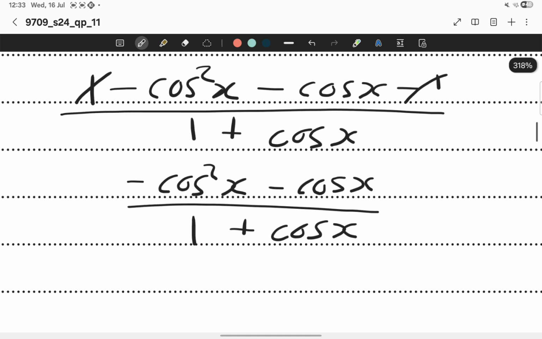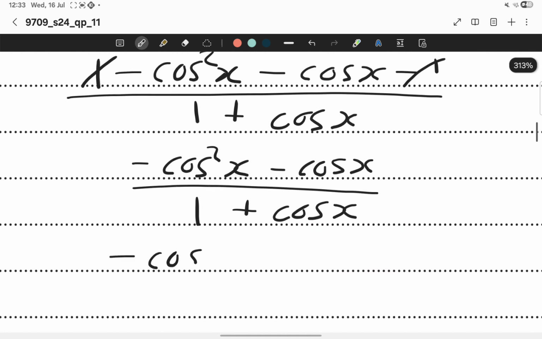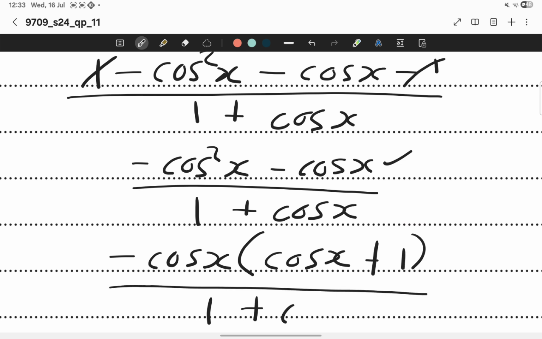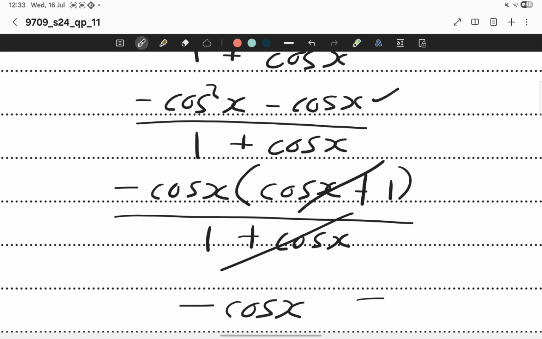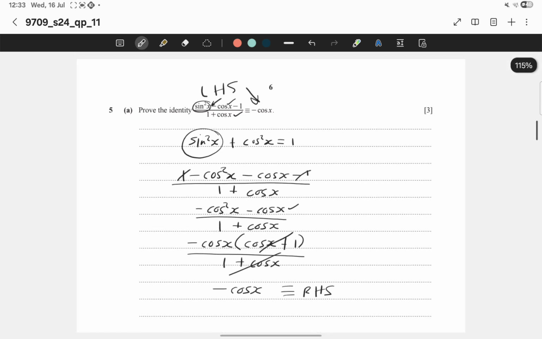So we have minus cos squared x minus cos x over 1 plus cos x. We're going to factor out minus cos x from the numerator, and that will give us cos x plus 1 over 1 plus cos x, right? If we cross out this, we get our minus cos x, which is truly identical to the right hand side, right? And that will be it for 5 part A.